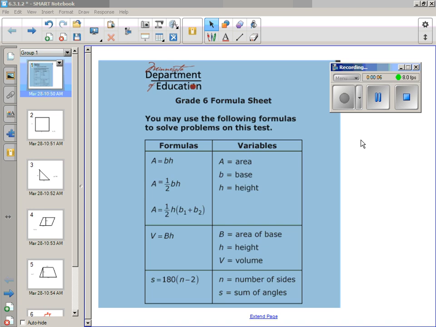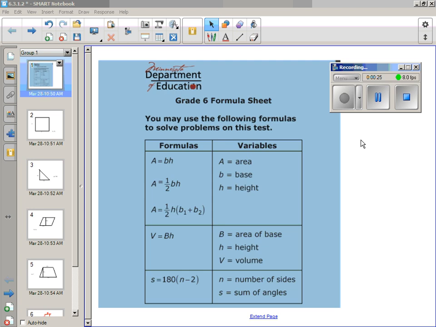Eyes on the board, please. Does this look familiar to you? When you took your OPA test, you were given this exact same sheet. This is the formula sheet that you get for your MCAs for 6th grade.